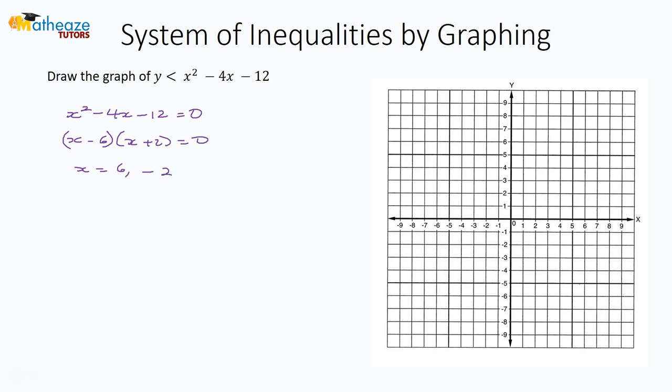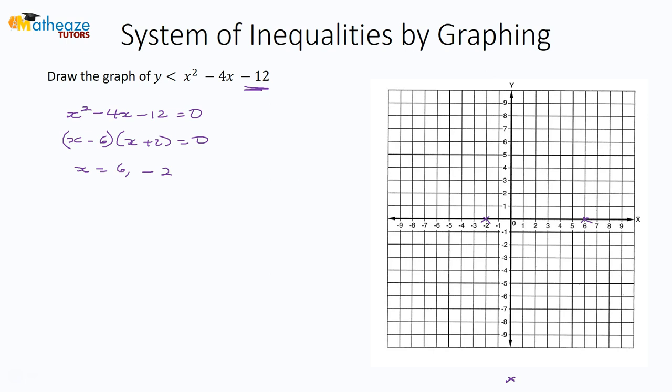If you need help with this, there's a video that covers it in depth. So x equal to 6, we have that point right here, and we have negative 2 right here. And then our y-intercept is going to be negative 12. That right there, so that's going to be right about here. That's our y-intercept.